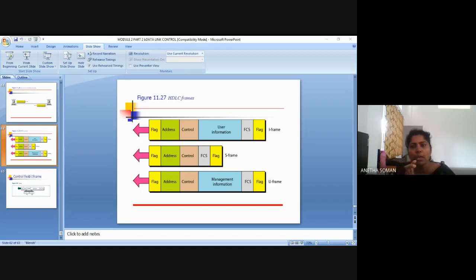Now you have different fields in each frame. In the I frame, you have a flag field, an address field, some user information, and a frame check sequence, mainly for error detection, and it ends with the flag field. Now the control field varies for each frame. For I, S, and U, you have different control fields. If the first bit is 0, you have to identify it as an I frame. Then you have other fields like N(S), N(R), as well as P/F. Okay, so this much is there. Now, next class, I'll be starting with error detection.